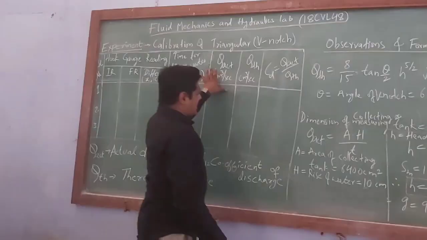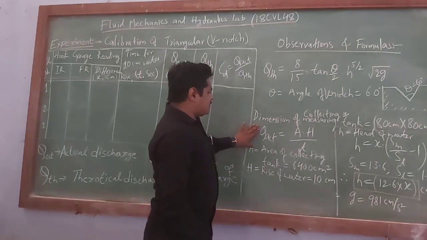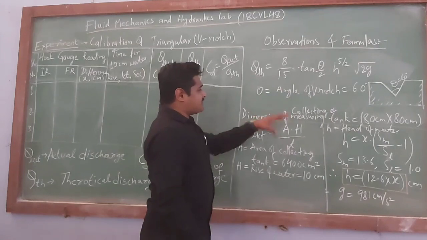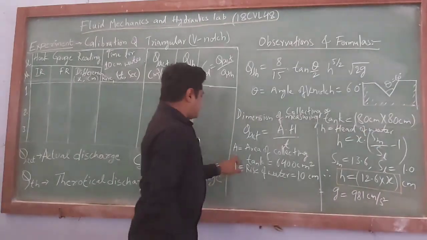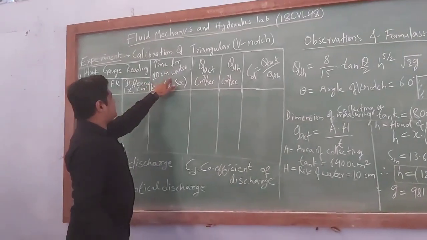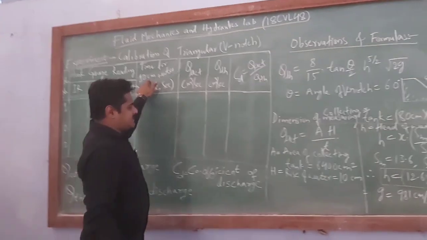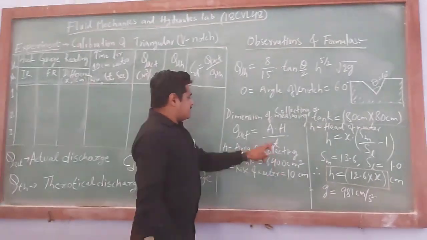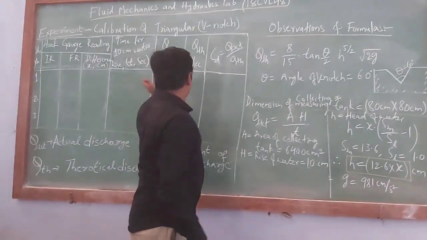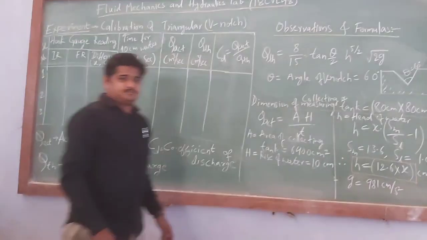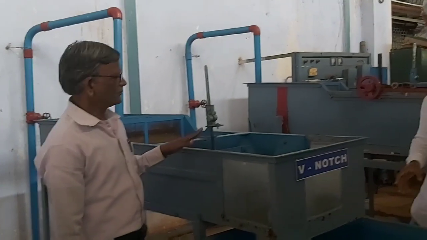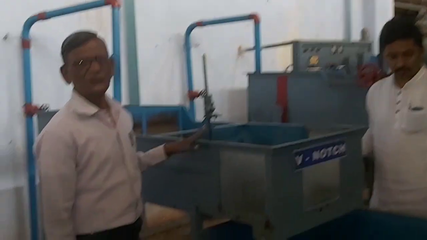Next is Q actual. Q actual is given by the formula capital A into capital H by T. Capital A is nothing but the area of the collecting tank, that is 80 into 80, which gives you 6400 centimeter squares, and H is the rise, 10 centimeter, which is nothing but the rise of water. T is the time taken for the rise of 10 centimeter of water. This is the experiment for finding the coefficient of discharge through the V notch or triangular notch.